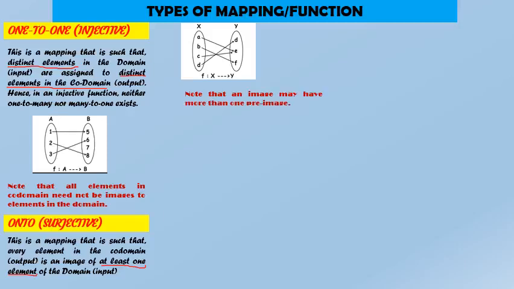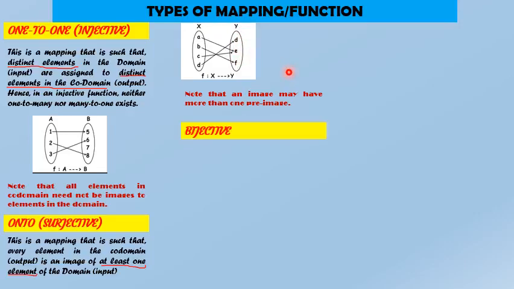Like I said, you should note, this is very important. Know that an image may have more than one pre-image. As you can see in this example under onto, this E is an image to both A and at the same time to C. That doesn't disqualify this from being an onto. That's why we mentioned the phrase at least one element. It may be more than that, but what is most important is that we must not have an idle element in the codomain that is not an image.